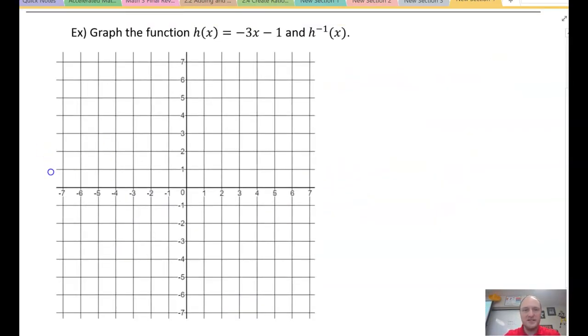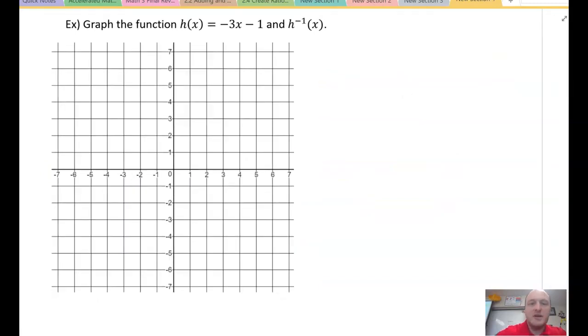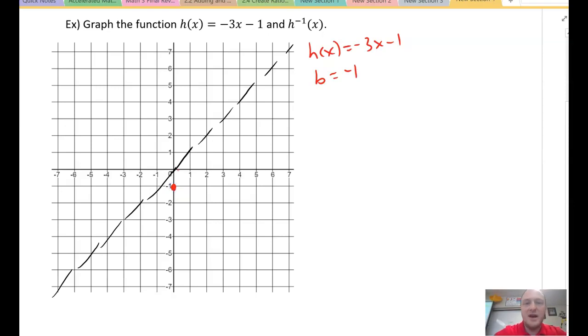All right, here is example 2. We're going to do the same thing. So I'll graph my dashed line, y equals x. Then I want to plot my points. So h of x is negative 3x minus 1. So I know my b value is negative 1. I have a slope of negative 3, m equals negative 3.